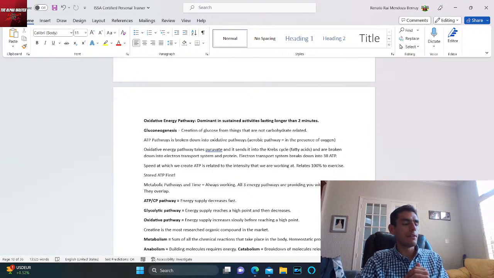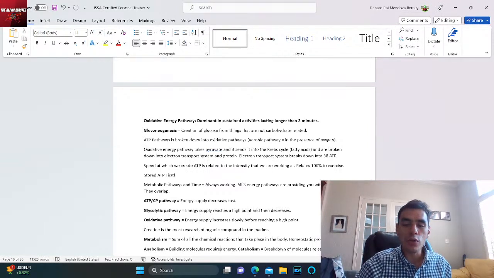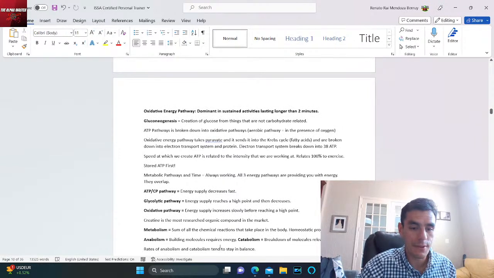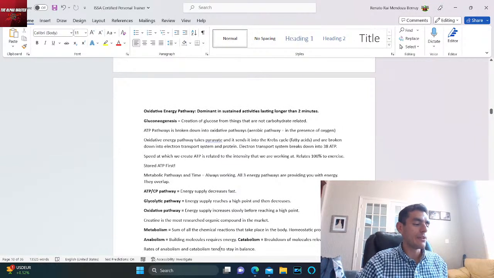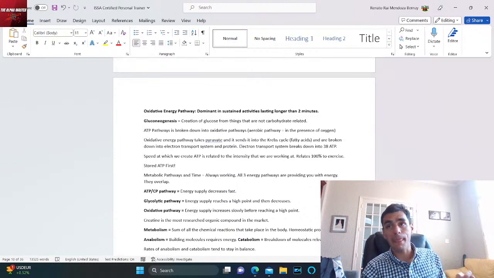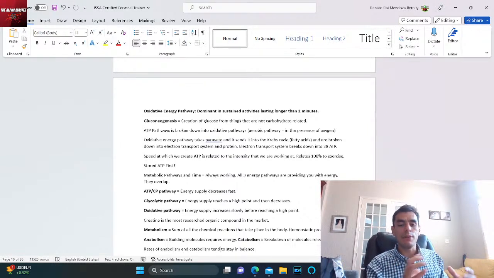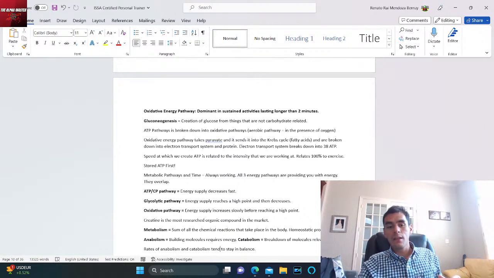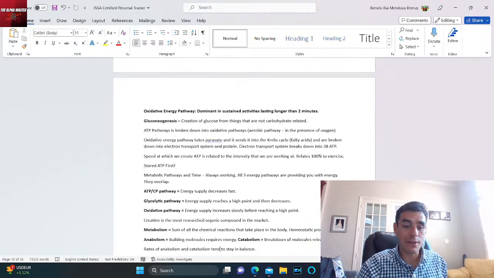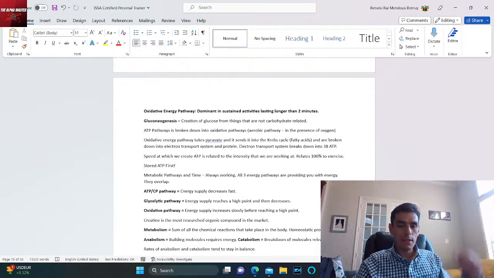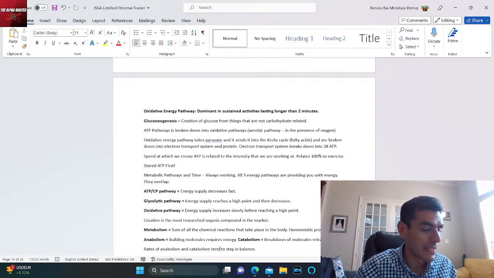Anabolism is building molecules, which requires energy. Catabolism is the breakdown of molecules, and it releases energy. There is a balance between the rates of anabolism and catabolism, so that you don't lose or gain too many molecules at the same time. Metabolism is a homeostatic process, and the rates of anabolism and catabolism tend to stay in balance.